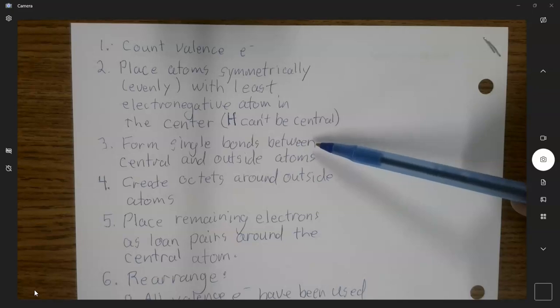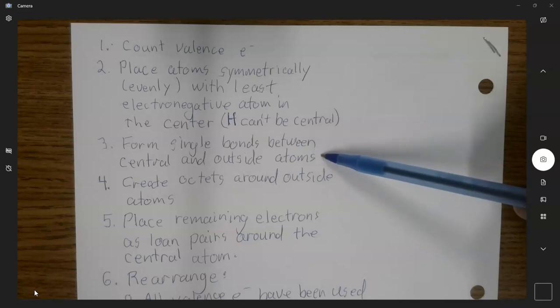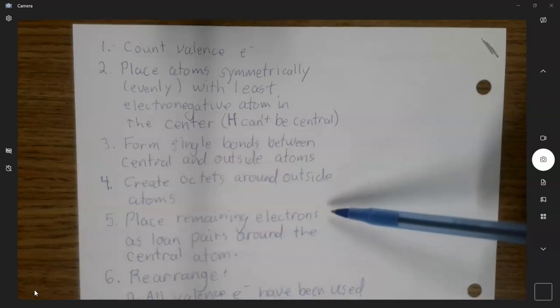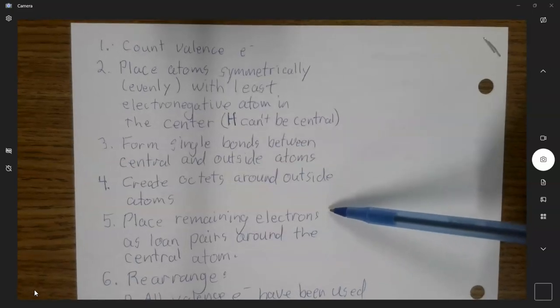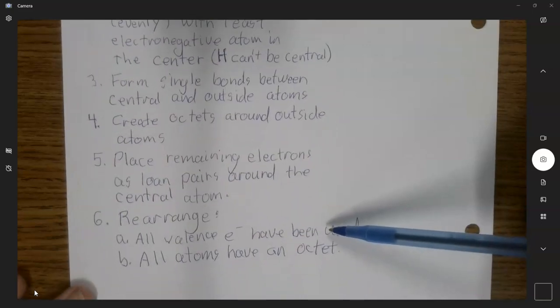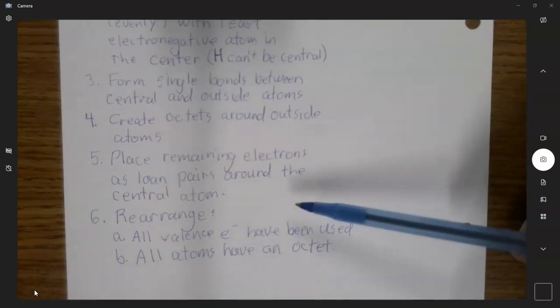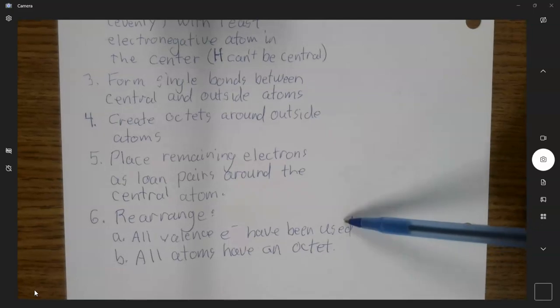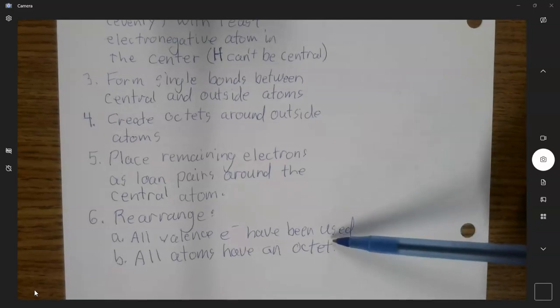3. Form single bonds between the central and outside atoms. 4. Create octets around the outside atoms. If you still have electrons left over, place the remaining electrons as lone pairs around the central atom. And then finally, you need to rearrange them. So the two things you need to achieve is all of the valence electrons that you counted in step 1 have been used, no more, no less. And second, that all atoms have an octet.